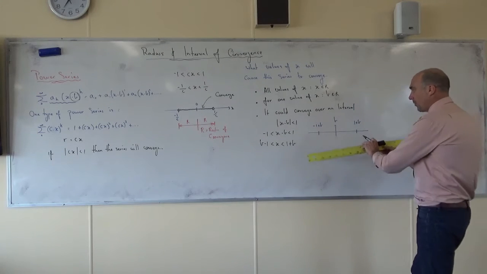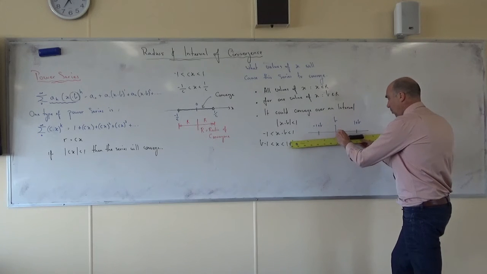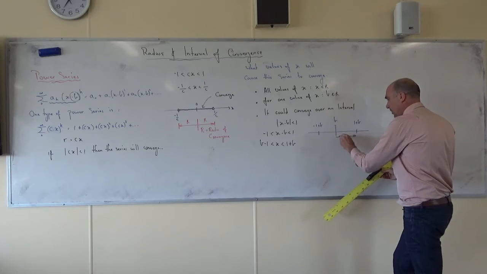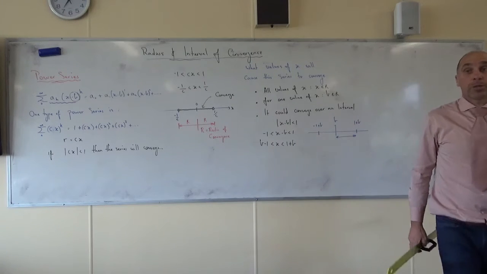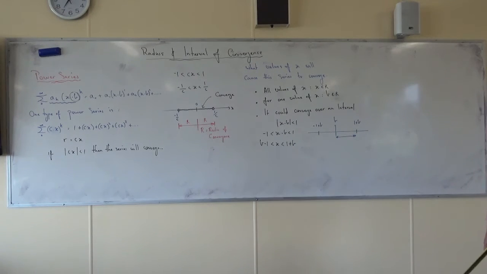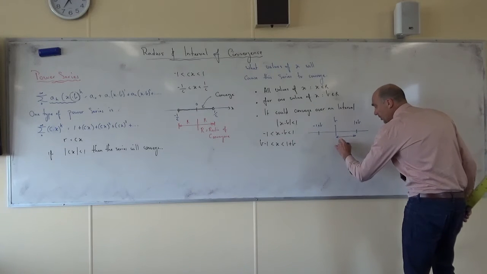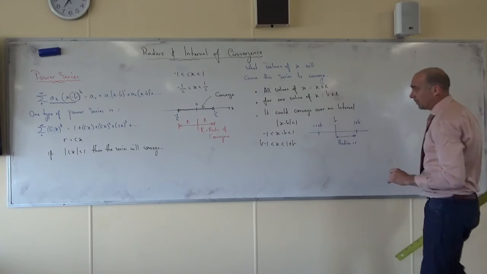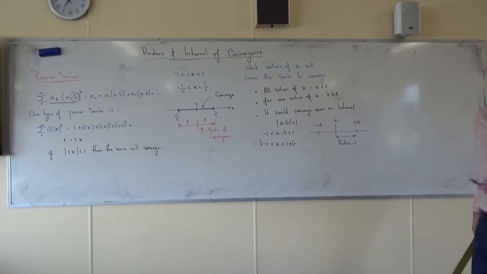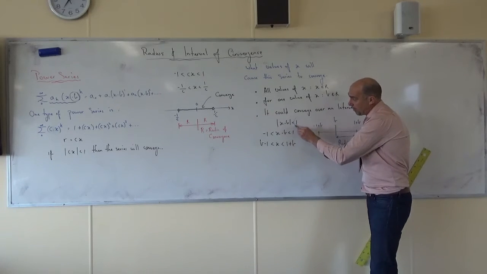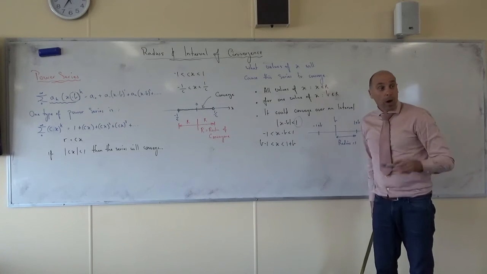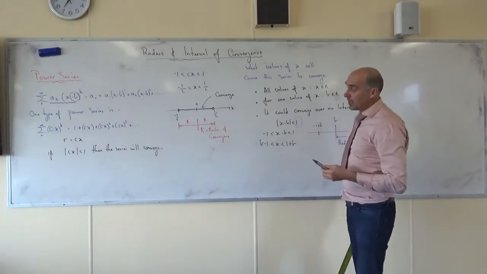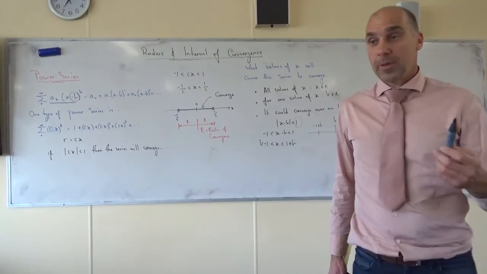And my radius of convergence in this case, what will it be? It'll be equal to 1. So in this case, my radius of convergence will be equal to 1. Now, as we'll find out in a moment, this number here is not necessarily 1 because it depends on what type of series we have.